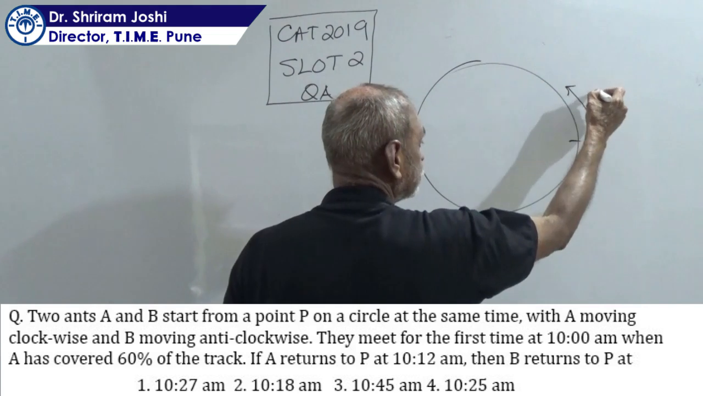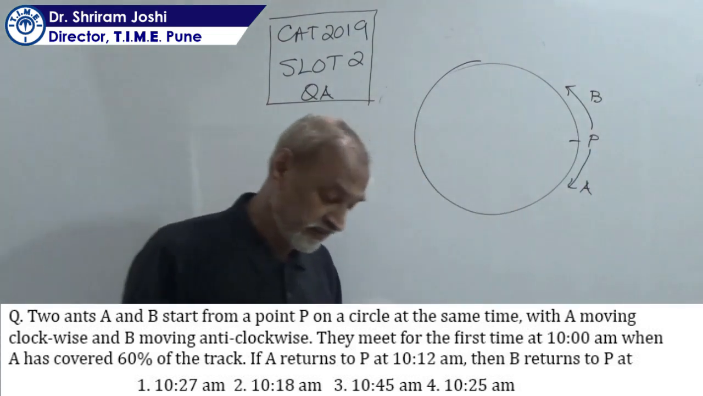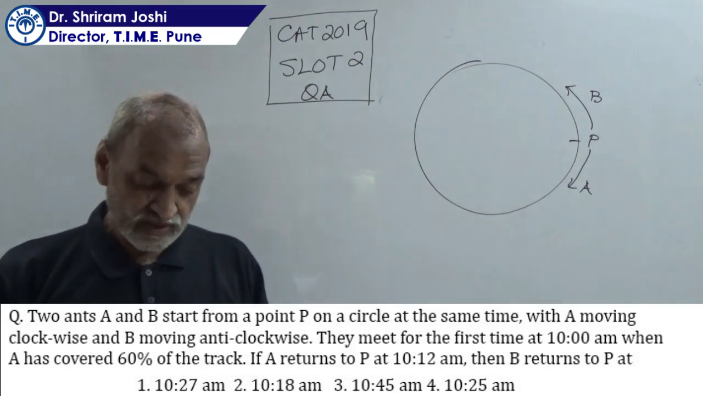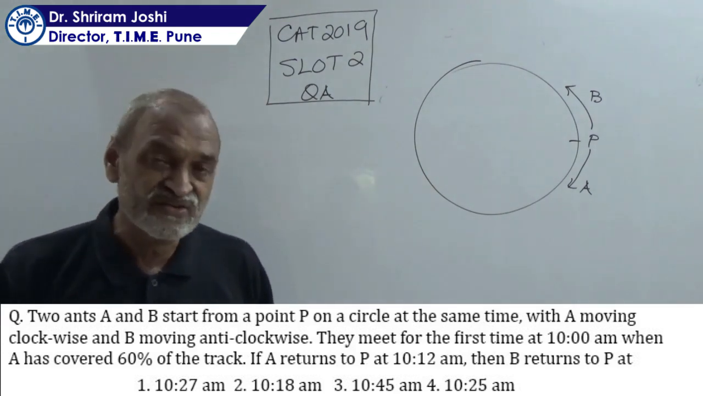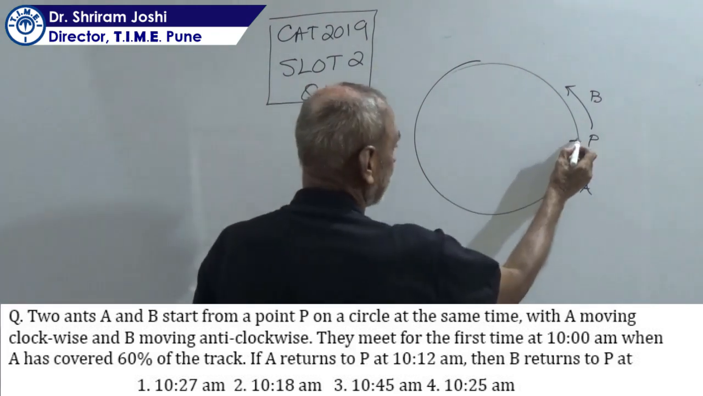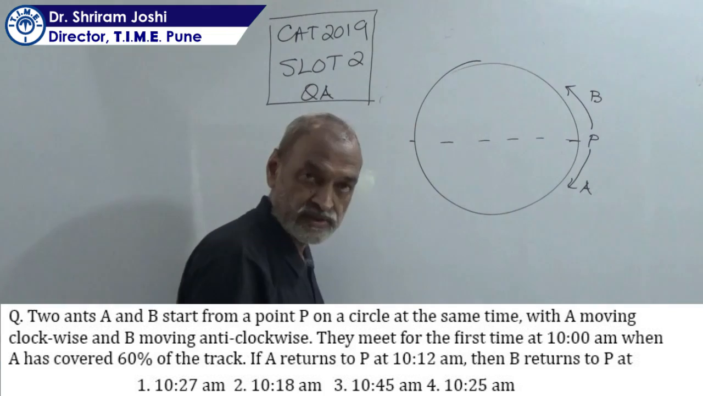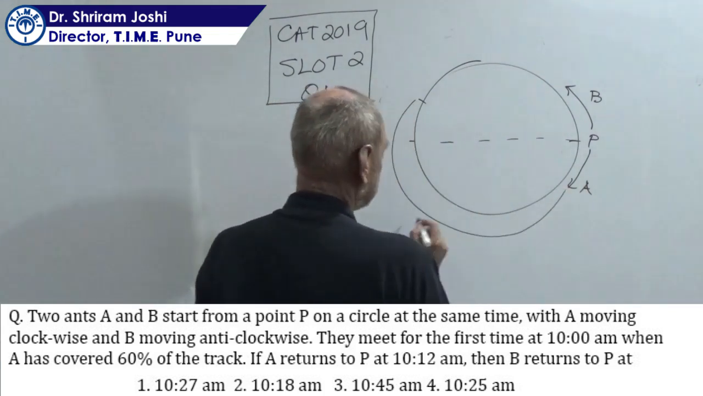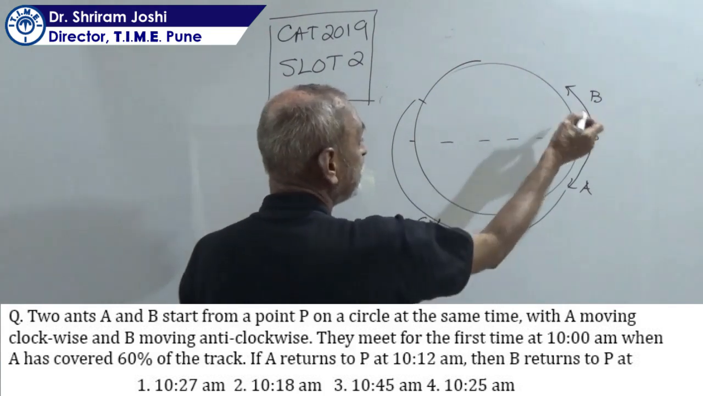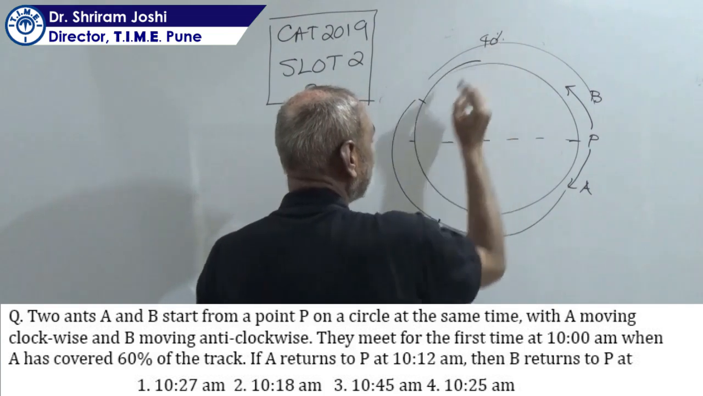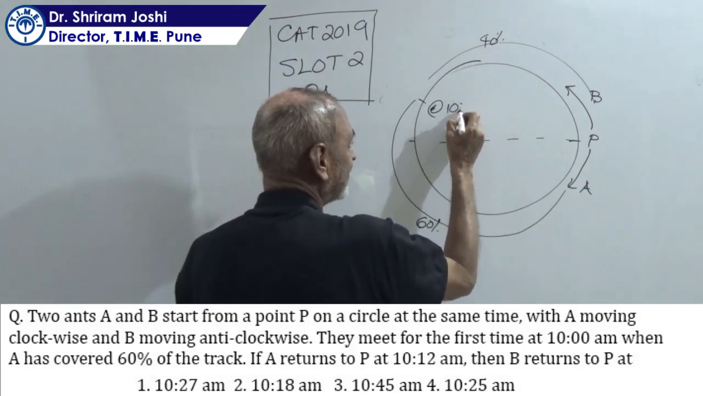B moves counterclockwise. They meet for the first time at 10 a.m. when A has covered 60% of the track. Please understand, diametrically opposite will be 50%. So A has covered 60%. That means B in the same time has covered 40%. And this is where they are meeting at 10 a.m.